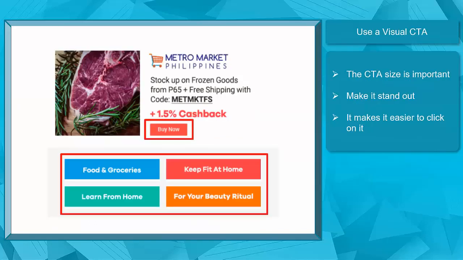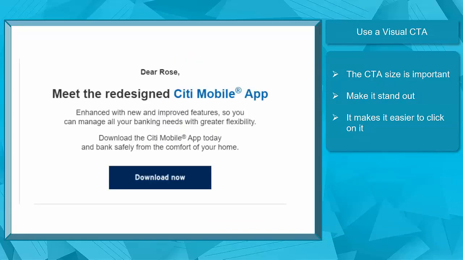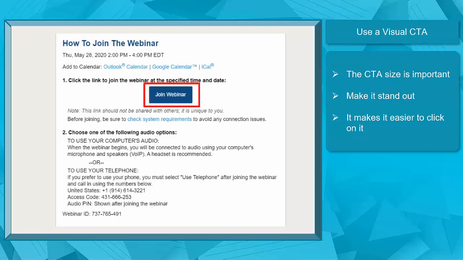Next, use a visual call to action button. The size of your call to action button is important. You have to make it bigger than the size of your text for your readers to know that they must click the button if they want to know more about what you are offering. You want it to rise above your text so that it will stand out to be seen by your readers.